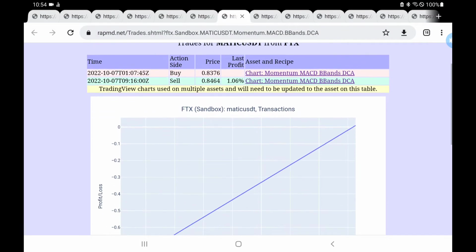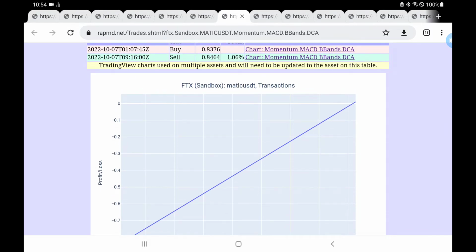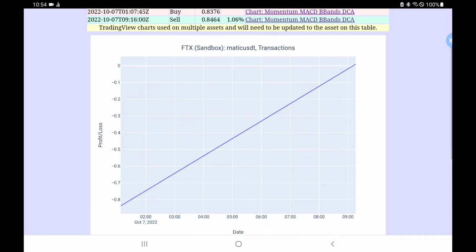This one's a little slower, Matic. And it just did 1 trade, 1 sell, 1% profit. So I made 10 cents on this. And you can see at the bottom of the timeline, not really that much time in this particular asset.